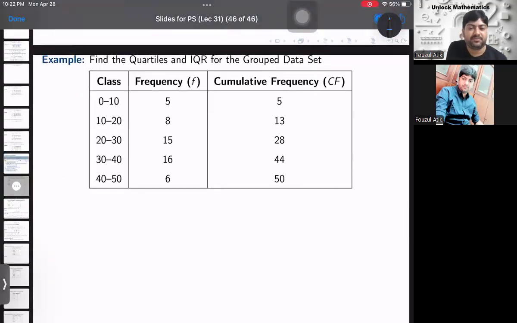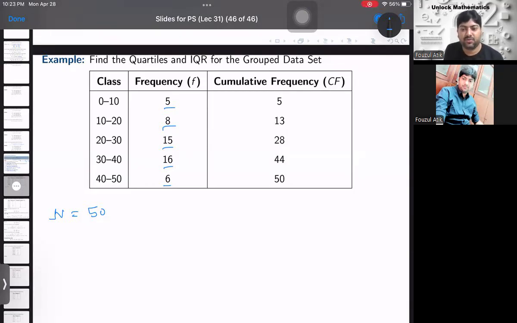Now look at this example. Your first job is to identify the quartile class to get the quartiles, right? So for Q1, first of all, what is your N? How many data points do you have for this example? You just have to add all the frequencies, right? If you add all of them, there are 50 data points. So your capital N is equal to 50.